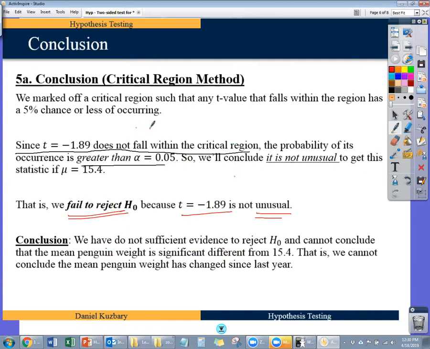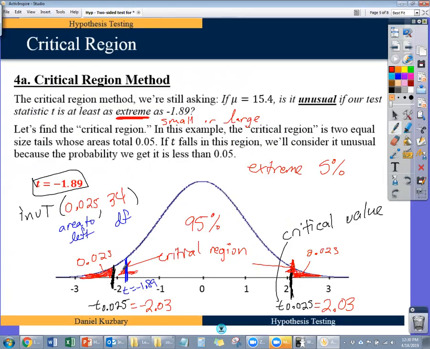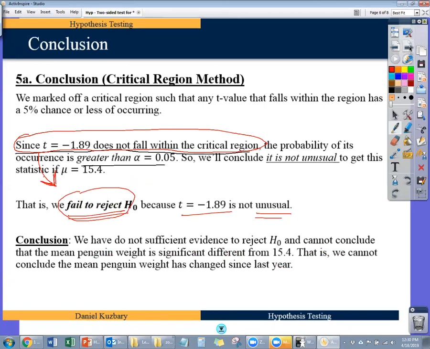So if you're looking for a hard and fast rule with the critical region method to draw conclusions, it's this. Since t did not fall in the critical region, you saw that picture, then we're going to fail to reject H0. So that's just always true. So if t is in the region, you reject H0. If t is not in the region, let me show you the picture again. T is not in the region. The region of these red tails, t is right here. If t is not in the region, you don't reject H0. You fail to reject it.